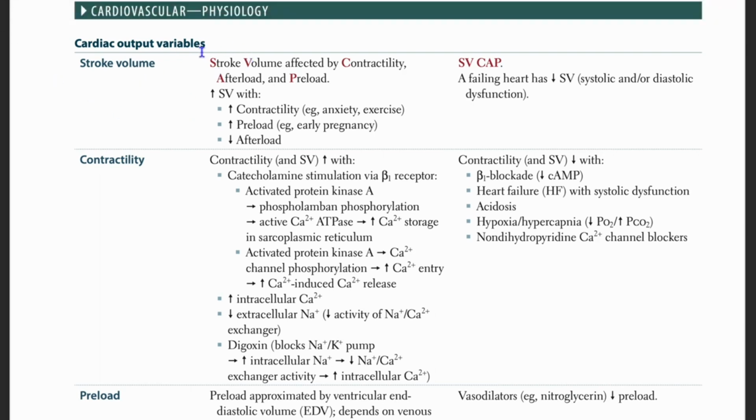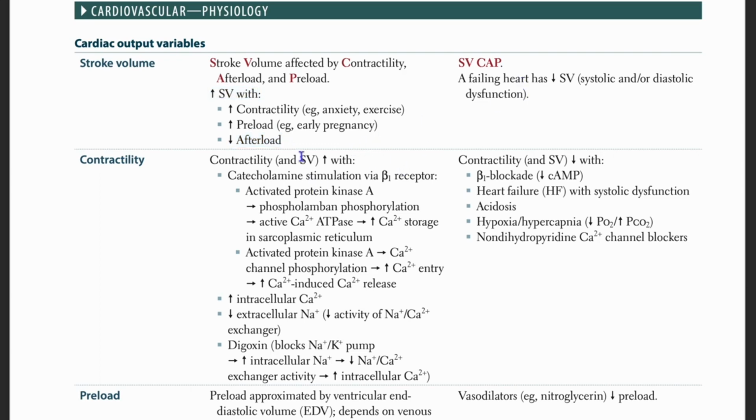Stroke volume. Stroke volume is affected by the contractility, afterload, and preload, right? So an increase in stroke volume is caused by an increase in contractility, for example, anxiety or exercise. An increase in preload is, for example, in early pregnancy, right? Because remember, blood volume increases. And then a decrease in afterload also causes an increase in stroke volume.